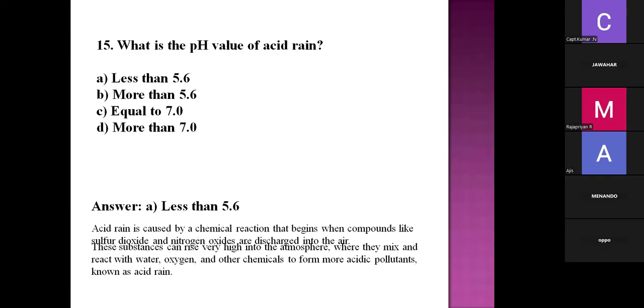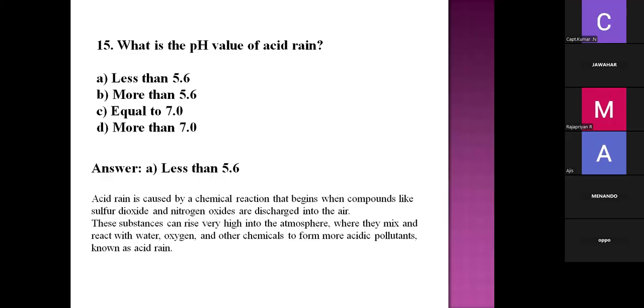Acid rain is caused by a chemical reaction that begins when compounds like sulfur dioxide and nitrogen oxide are discharged into the air. These substances can rise very high into the atmosphere where they mix and react with water, oxygen, and other chemicals to form more acidic pollutants known as acid rain. Human activities are the main cause of acid rain. Over the past few decades, humans have released so many different chemicals into the air that have changed the mix of gases in the atmosphere.